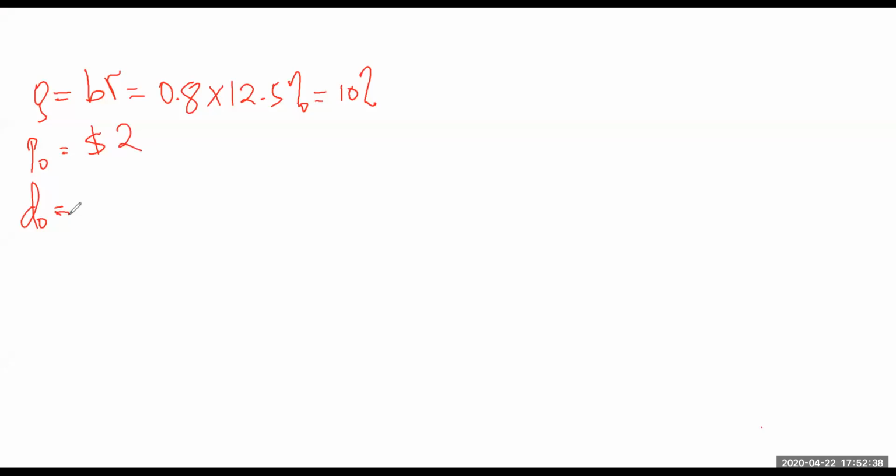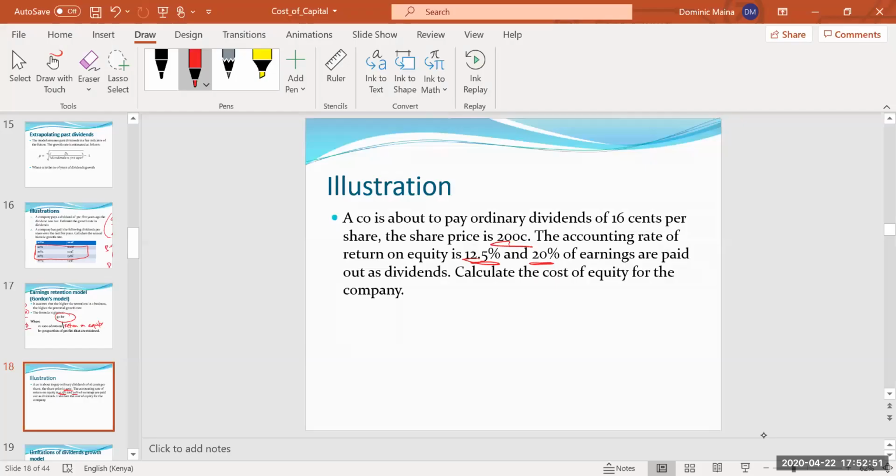Next is the D naught. However, don't forget D naught is the most recently paid dividend. If we go to the question, as I mentioned, you have to be quite careful with the tense that is being used. So the company is about to pay. It means the company has yet to pay. The company is yet to pay this dividend.